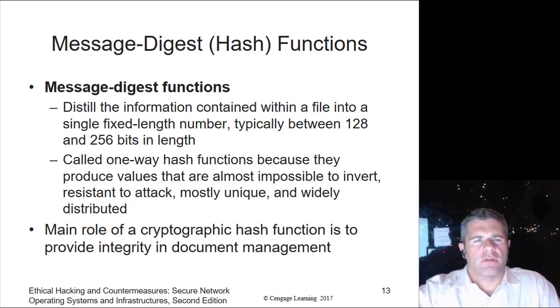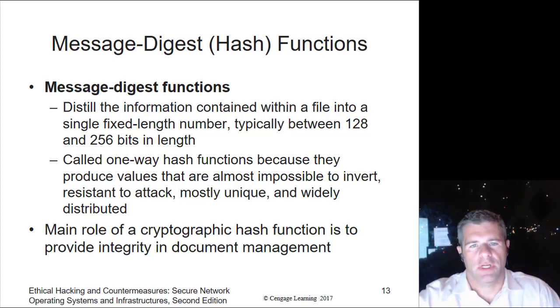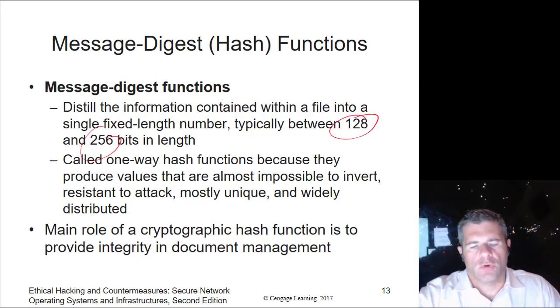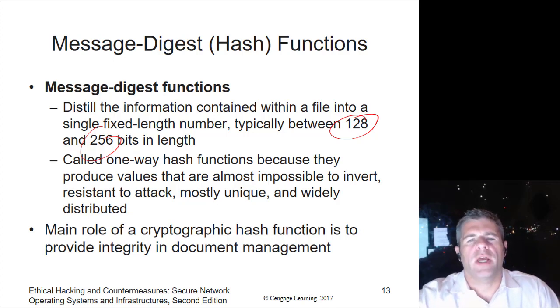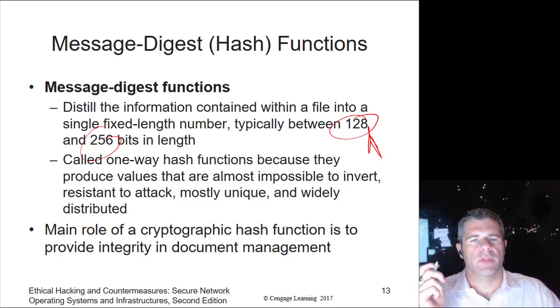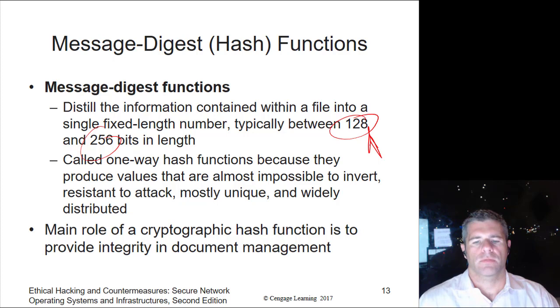So, hash functions, maybe we should have covered this first. You take a file of any length and you come up with a single fixed-length number to represent it, between 128 and 256 bits in length. It's one way, because based on that number you can't go back and create the file. So they are resistant to attack. Generally, they tend to be unique, although they're sometimes subject to what's called the birthday attack, and widely distributed.